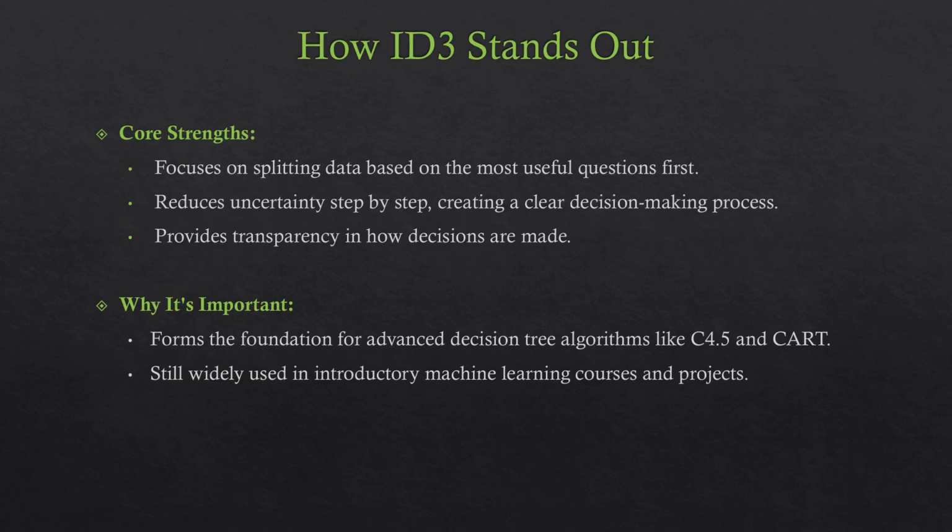How ID3 stands out. Core strength: effective splitting. It focuses on dividing data by selecting the most informative attribute first, using a metric like information gain. Second, step-by-step reduction of uncertainty. It builds the decision tree progressively, simplifying the decision-making process at each step. Third, transparency. It offers a clear and understandable way to trace and explain decisions.